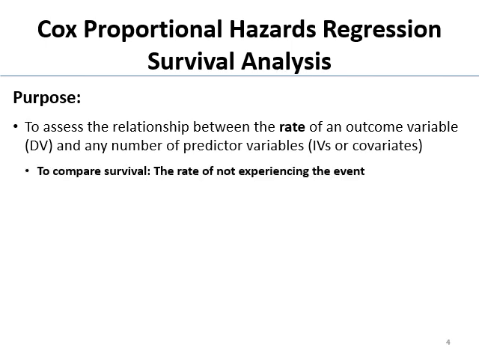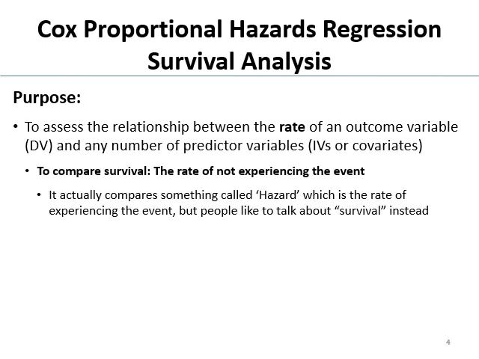So you want to compare survival, which is the rate of not experiencing the event, but the reality is that it's called proportional hazards regression because it actually compares something called the hazard, which is the rate of experiencing the event, that is, not surviving. But it's kind of negative, right? So they talk about survival instead.